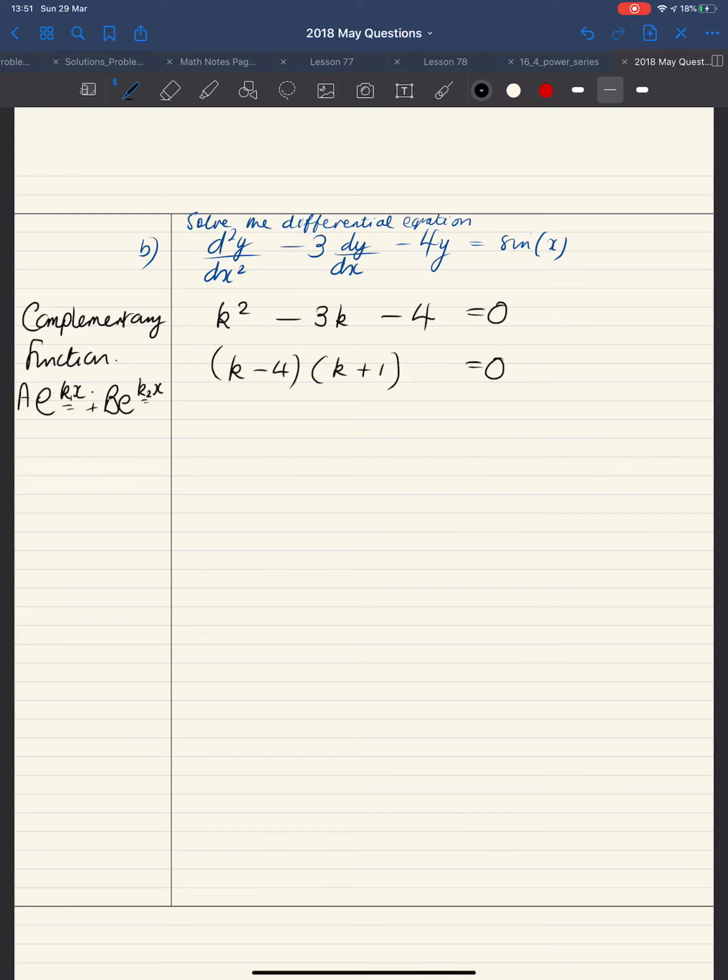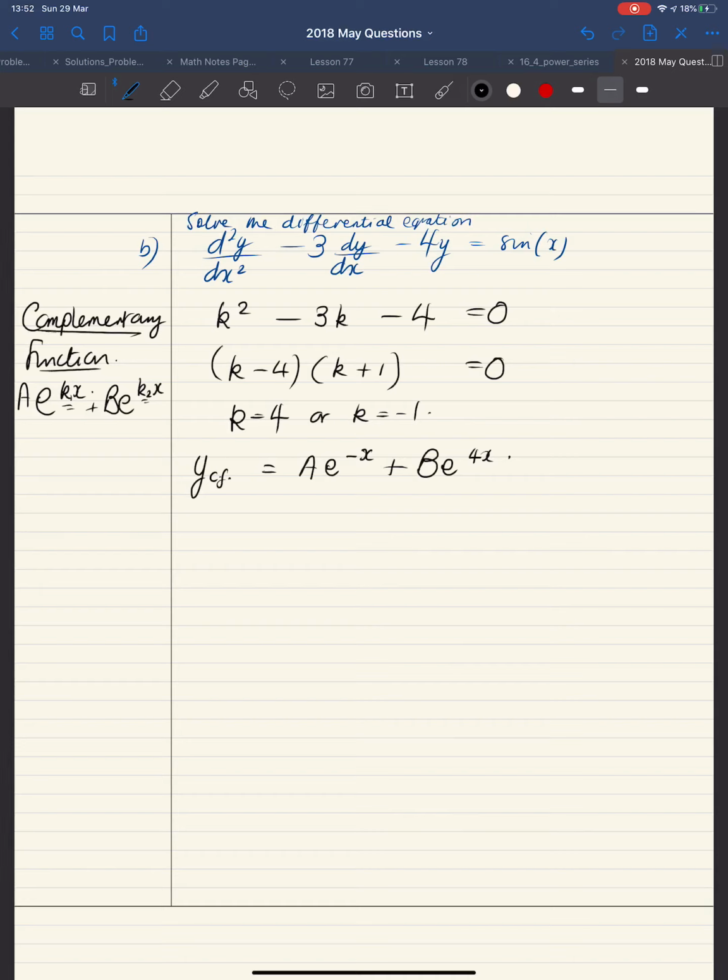Because if we factorise this, k squared minus 3k minus 4 is 0. Minus 4 times 1 is minus 4. Minus 4k plus 1k is minus 3k. And the k squared, you can see that that's there. So k is 4, or k is minus 1. So the complementary function is a e to the minus x plus b e to the 4x.